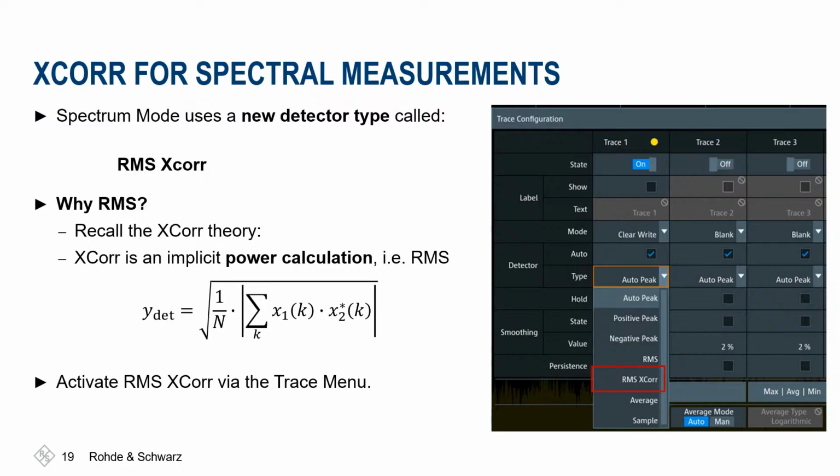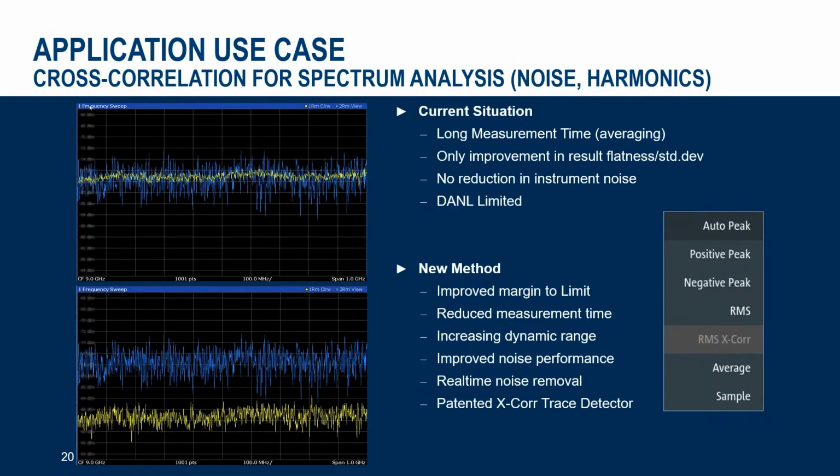And there we introduced the RMS X-Corr detector, or cross-correlation detector. It's a power measurement, but the averaging is done in the complex plane. And this detector can be used in the trace menu. And what is the difference? With a normal signal spectrum analyzer, when you increase the number of averages, this is the yellow trace here, the trace becomes flat, but not more sensitive. The displayed average noise level of the analyzer limits the sensitivity. Additional averaging only gives you a flat line.